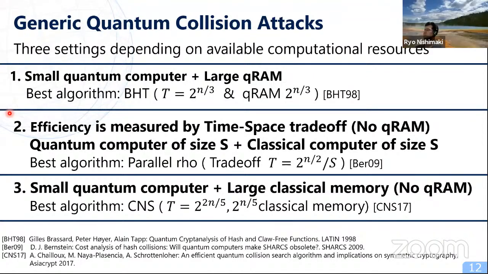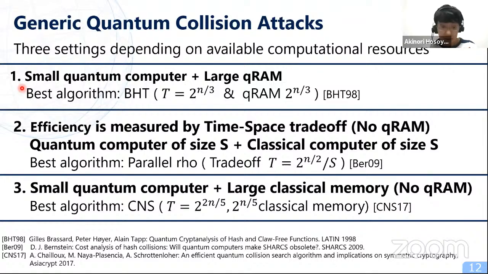So first, the most basic setting is we assume that there is one quantum computer and there is a large quantum RAM available. In this setting, it is widely known that the best generic collision finding algorithm is the BHT algorithm, and it finds a collision of a random function in time 2^(n/3). But it also requires a large quantum RAM of 2^(n/3). And in the quantum setting, whether such a large quantum RAM is available or not is unclear.